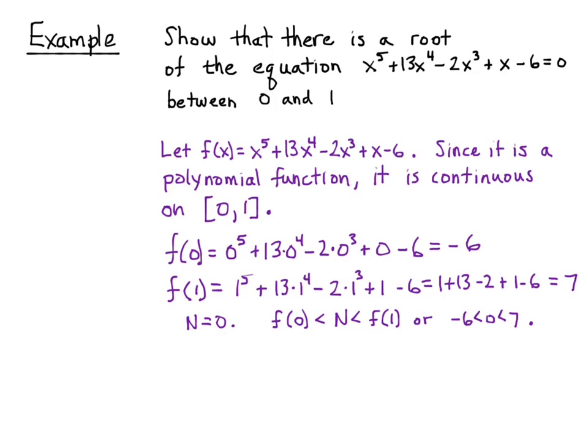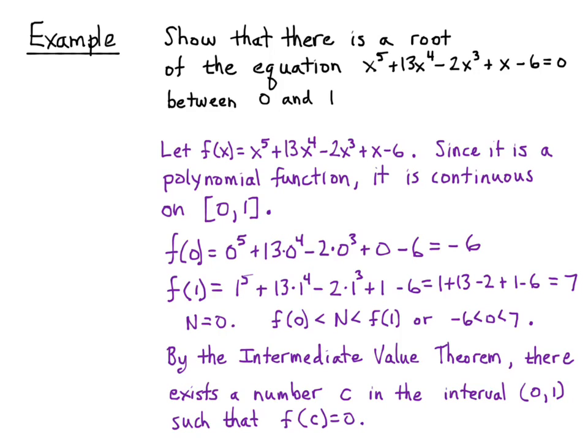Okay, so you can say this. f at 0 is less than N, which is less than f at 1. N is 0. And so by the intermediate value theorem, there exists a number c in the interval 0 to 1 such that f at c equals 0. So this is the statement that is the answer. And so we're going to get away a little bit from providing answers that are just x equals 5 or something like that. If the question is show that there's a root here between 0 and 1, there's several ways to do it. This is using the intermediate value theorem, and so you have to quote the intermediate value theorem.